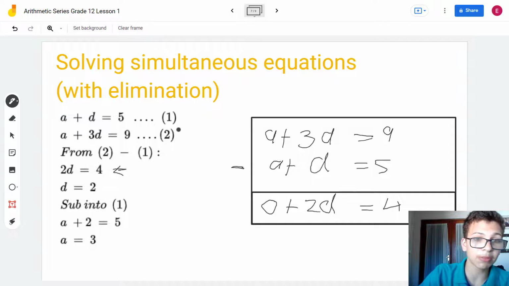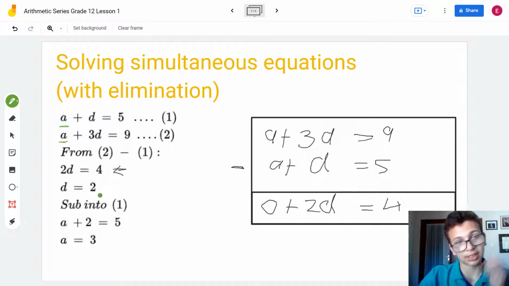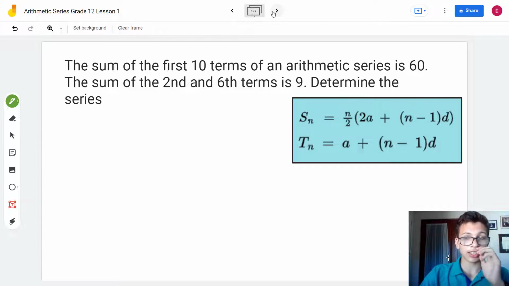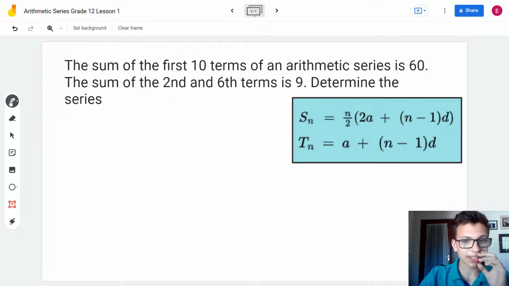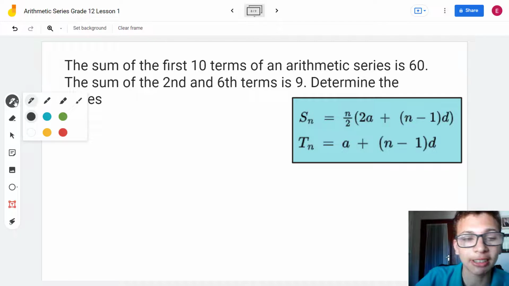So the most important part, 2 minus 1: we want to get rid of one of the variables, right? There are two variables and two equations, so we want to get rid of the a. As you can see, there's an a here and an a here, so if we subtract them, the a disappears and we are left with d, and we can solve for d. And that's how you solve a simultaneous equation. Now let's try to see this in action. This question says the sum of the first 10 terms of an arithmetic sequence is 60.